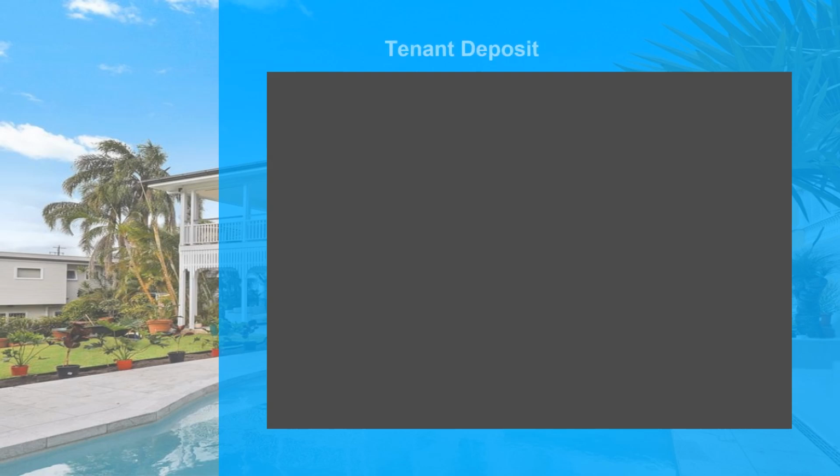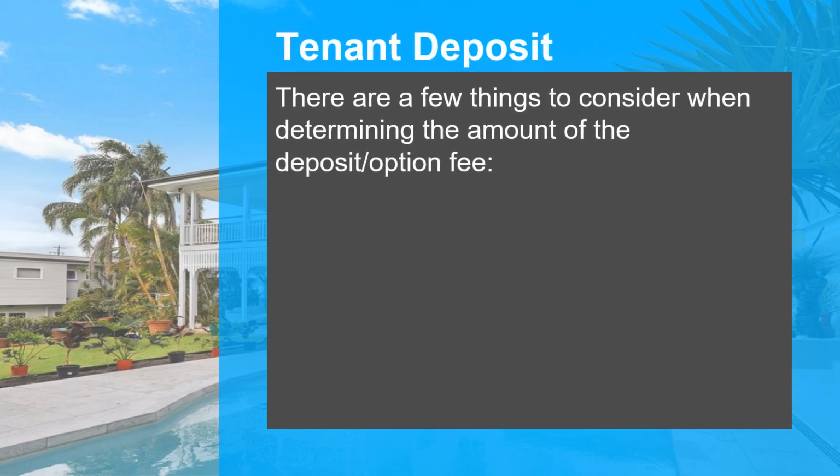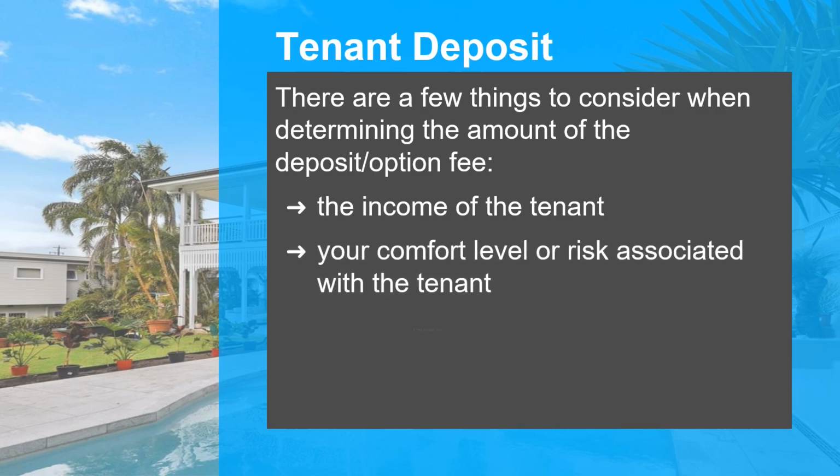There are a few things to consider when determining the amount of deposit or option fee. The first thing is the income of the tenant. The second thing is your comfort level and the risk associated with the tenant. The third thing is the purchase price or the price of the house. If the tenant is only making $20,000 a year and trying to purchase a $300,000 property, and they want to put $2,000 down, that's not going to work.